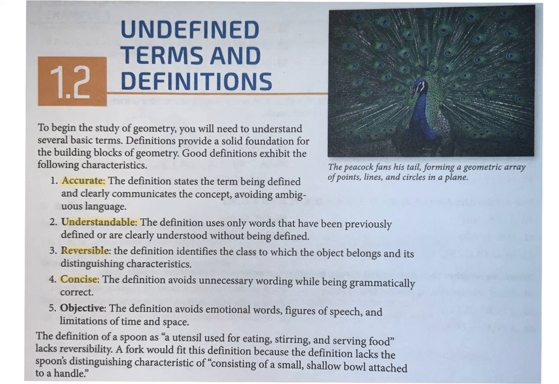And then the objective here is the definition avoids emotional words. When you are objective, you are not going to say something that is emotional or, like I said, opinionated. Emotional words, figures of speech, and limitations of time and space. All right. And so you want to avoid using a word that you may think fits it and then someone else's opinion may be different. And so it's very objective, meaning that you're not going to put opinionated words or words that might mean something else to somebody else. All right.